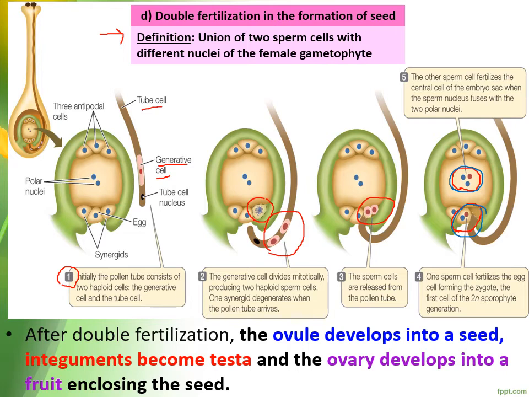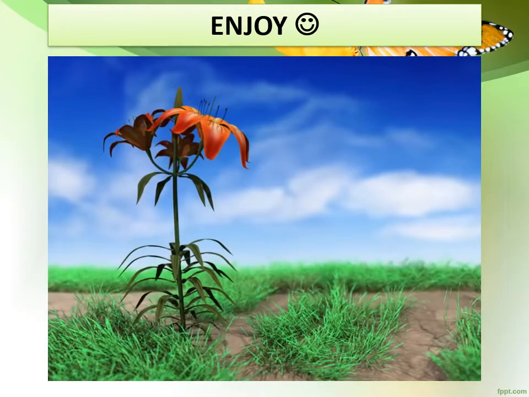After double fertilization, the ovule develops into a seed, the integuments become the testa, and the ovary develops into a fruit, enclosing the seed. I'm going to share with you a video about double fertilization in flowering plants.